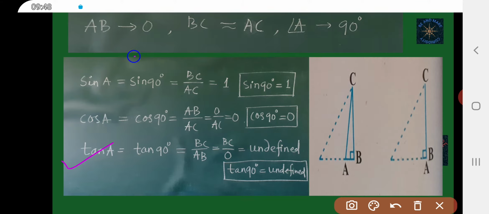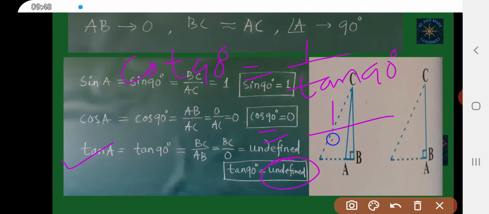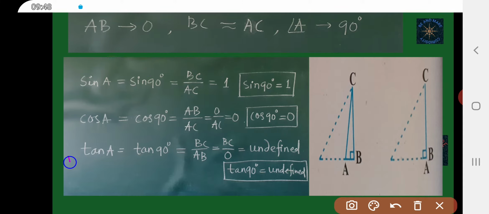Now come to cot 90 degree. Here it is 1 by tan 90 degree. Tan 90 degree is undefined. Undefined means here BC by 0. So you can write 0 by BC, that is equal to 0. So cot 90 degree is equal to 0.